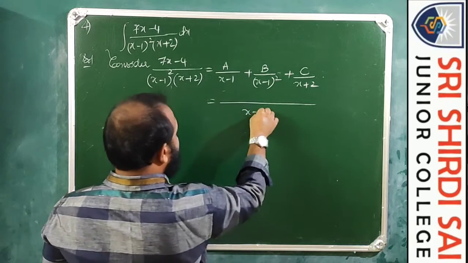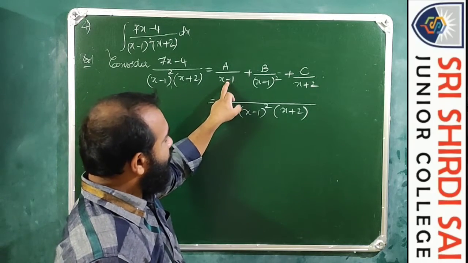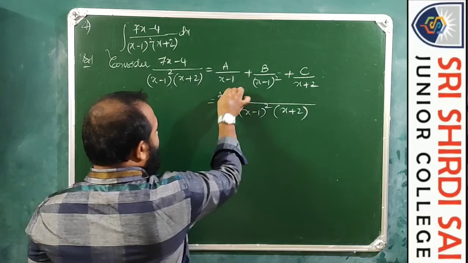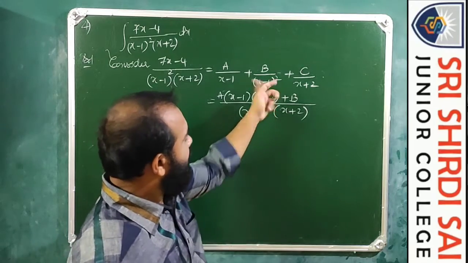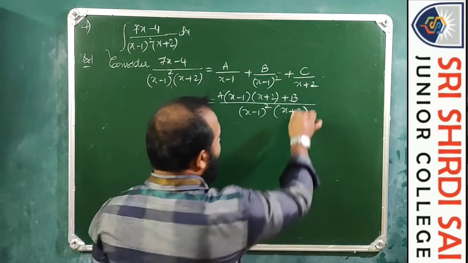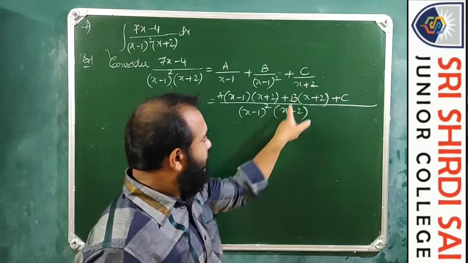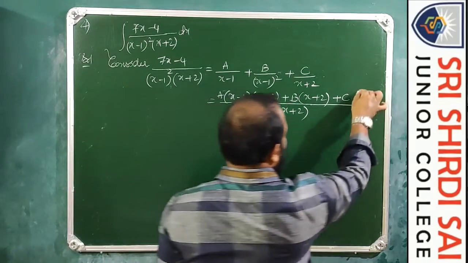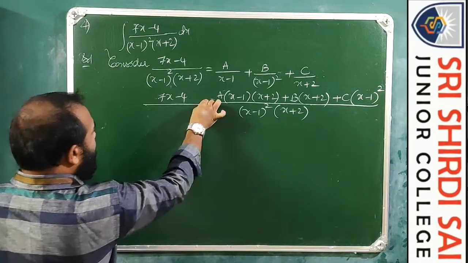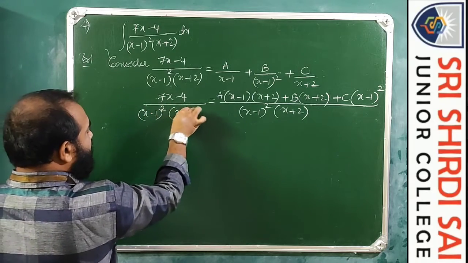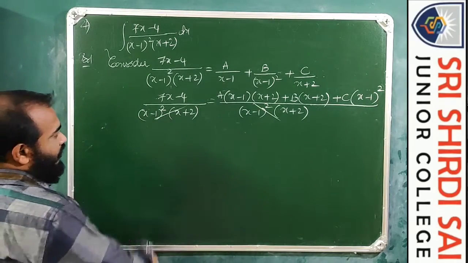So the LCM is (x - 1)^2 (x + 2). So (x - 1)^2 by (x - 1) is (x - 1), into (x + 2) into A. So A into (x - 1)(x + 2) plus B into, these two get cancelled, (x + 2) into B, so B into (x + 2), plus C into, (x + 2) gets cancelled, (x - 1)^2 into C. So C into (x - 1)^2 is equal to 7x - 4. So the denominators on both sides get cancelled, and we are left with this.